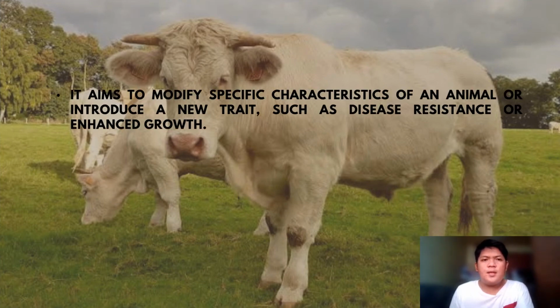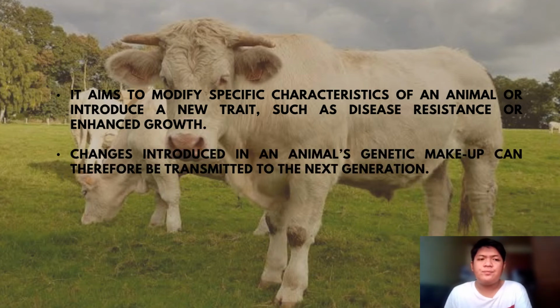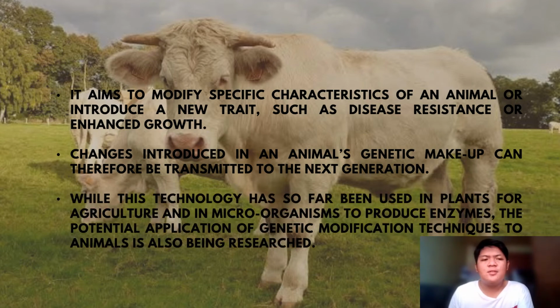It aims to modify specific characteristics of an animal or introduce a new trait such as disease resistance or enhanced growth. DNA is the genetic material of an organism and carries the instructions for all characteristics that an organism inherits. Changes introduced in an animal's genetic makeup can therefore be transmitted to the next generation.